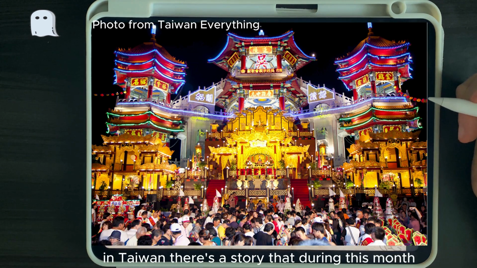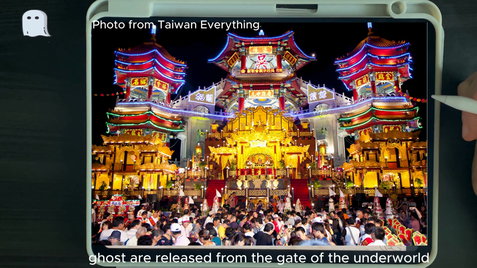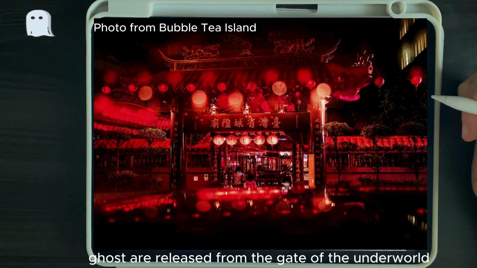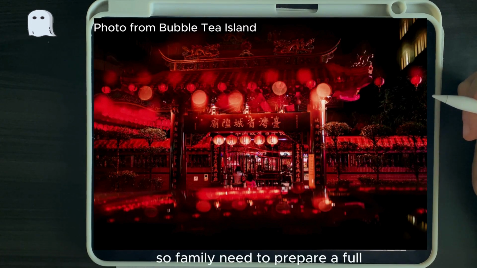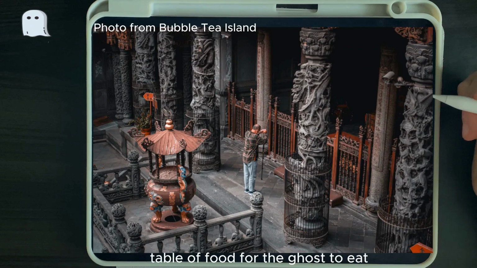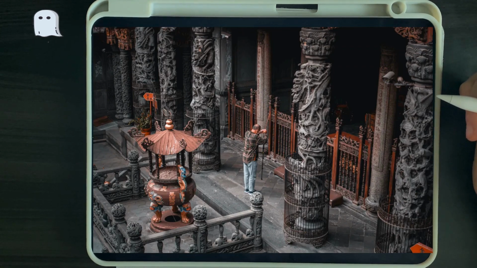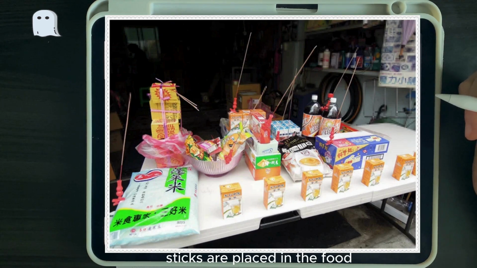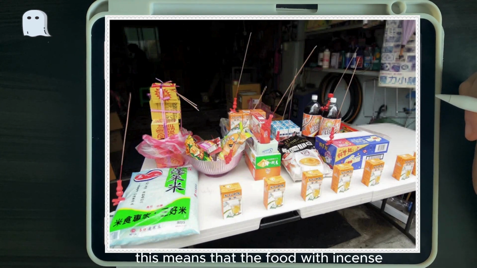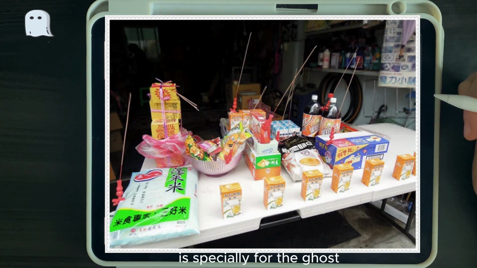that during this month, ghosts are released from the gate of the underworld. So, families need to prepare a full table of food for the ghosts to eat. In the picture, you can see that incense sticks are placed in the food. This means that the food with incense is especially for the ghost.